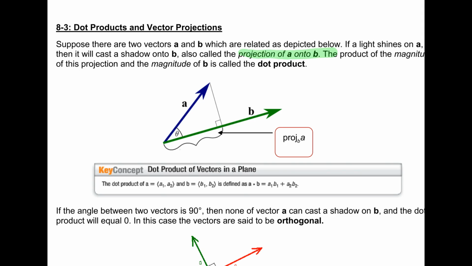The product of the magnitude of this projection and the magnitude of B is called the dot product. So literally what this looks like is vector A, dot, vector B. So it's different than just multiplying, it's the dot product. Where you use dot products is to find how parallel two things are. More or less, you're taking the parallel components.